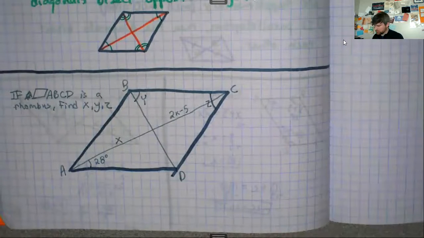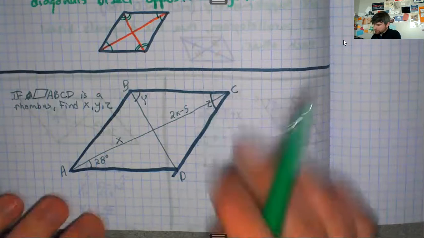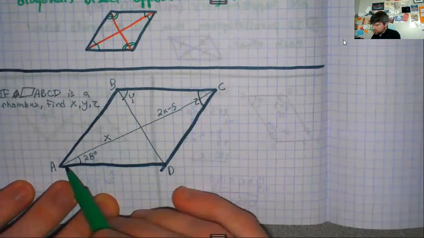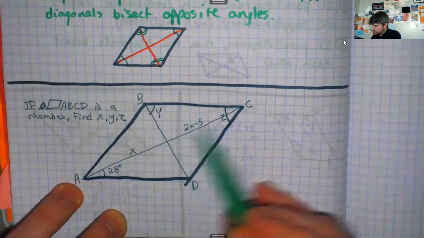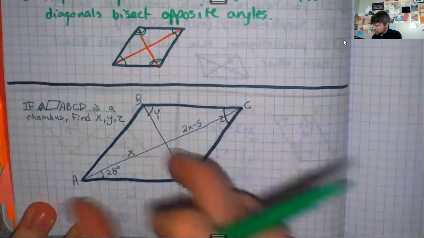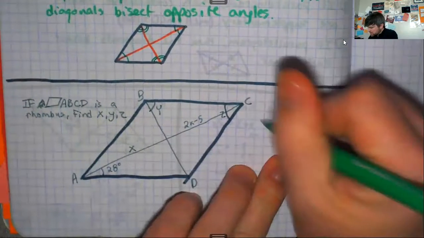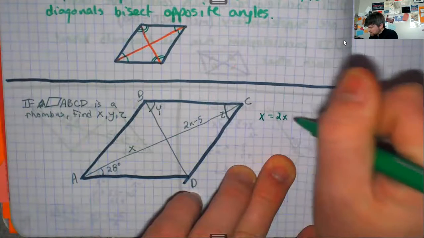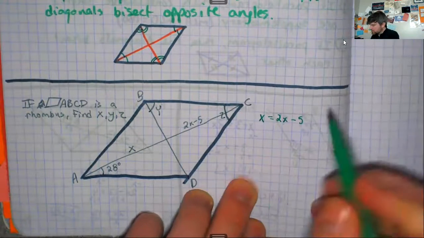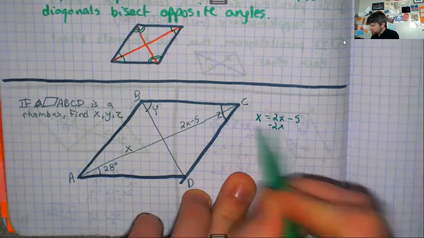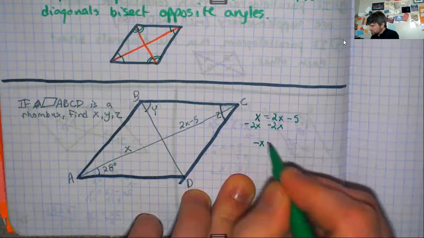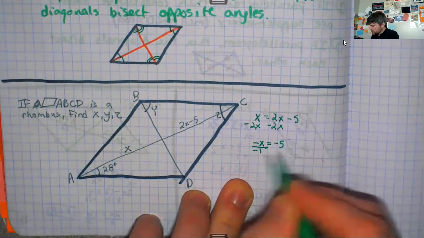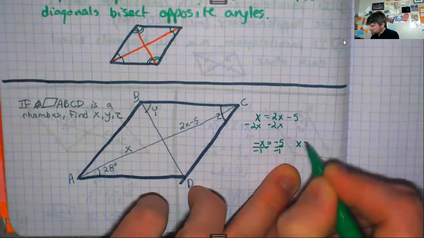Okay, so I'm going to change colors here so we can do this. So let's just start with X. Because a rhombus is also a parallelogram, we know from the properties of parallelograms that this length right here and this one will be the same. The diagonals bisect each other. So however long this is, that's the same as this. So X actually equals 2X minus 5. Okay, so then we're going to subtract 2X. X minus 2X is negative X, so you have negative X equals negative 5. Divide both sides by negative 1, and you get X equals 5.